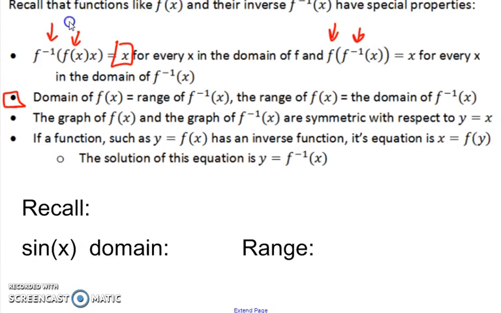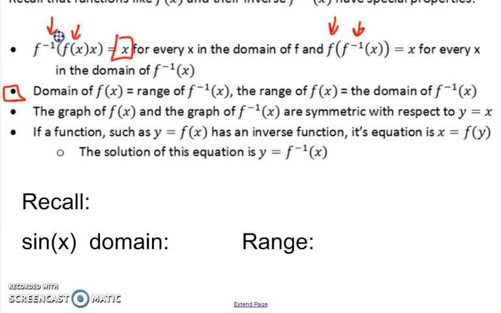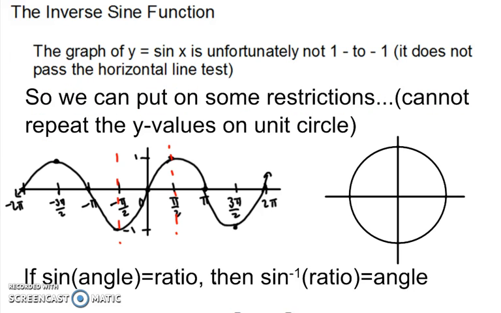So let's recall what the domain and the range are for sine. The domain of sine goes from negative infinity all the way to positive infinity, and the range goes from negative 1 to positive 1 inclusive. So what if I want to talk about the inverse function? If you think about the original sine function, which I have graphed here for you, it's not going to pass the horizontal line test.